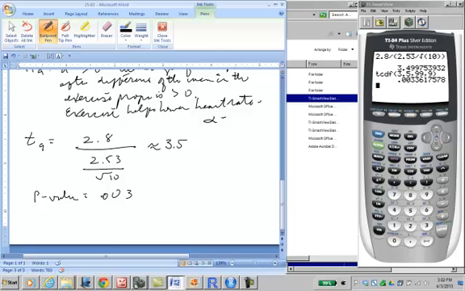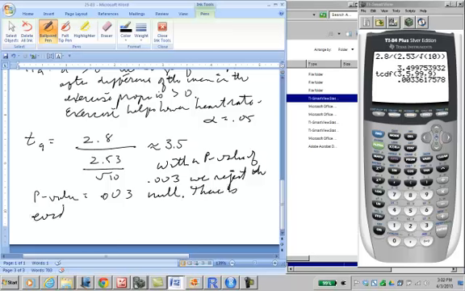Let's say alpha equals 0.05, the default alpha. With a p-value of 0.003, we reject the null. There is evidence that exercise helps lower the heart rate. All right. And that's it.